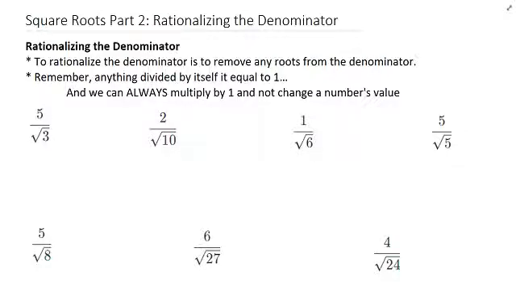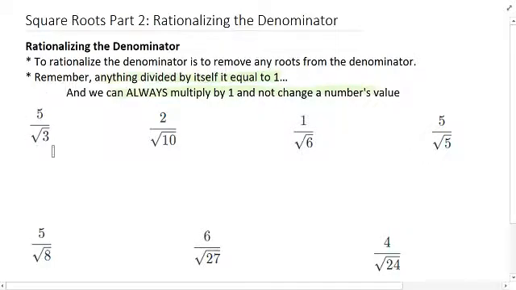So another rule you need to remember that we can always do is we can always multiply any fraction by anything that's equal to 1. And remember, anything divided by itself is always 1, okay? So here's what we're going to do. For this first number right here, 5 divided by the square root of 3, what we want to multiply by is a fancy 1. Specifically, we're going to multiply by the square root of 3 divided by the square root of 3. The square root of 3 divided by itself happens to be equal to 1.